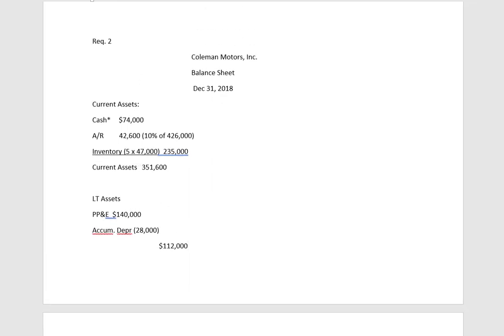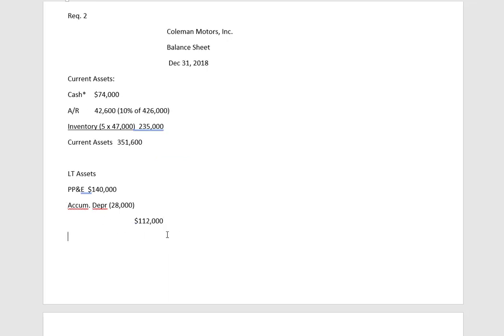So if I take my current assets and my long-term assets, hold on here, let me do this so hopefully I can fit more on here. Okay, my current assets and my long-term assets, so my total assets are equal to $463,600. Right, that's just this number, 112 for long-term assets plus the current assets, 351,600 equals that right there. Okay.